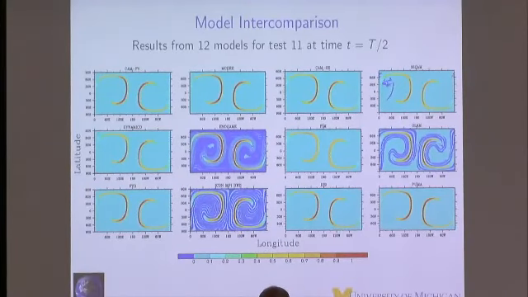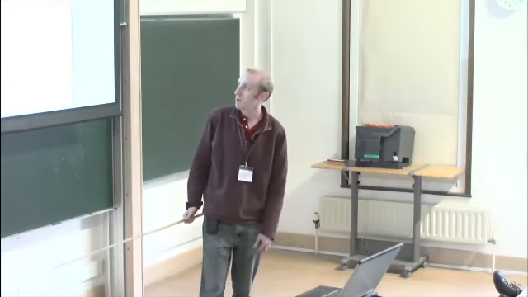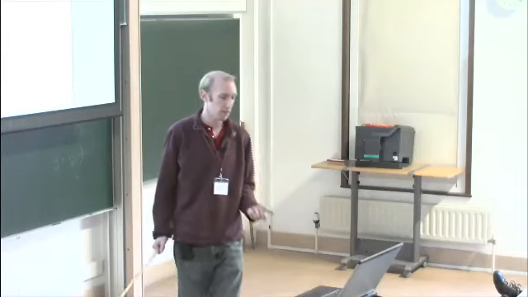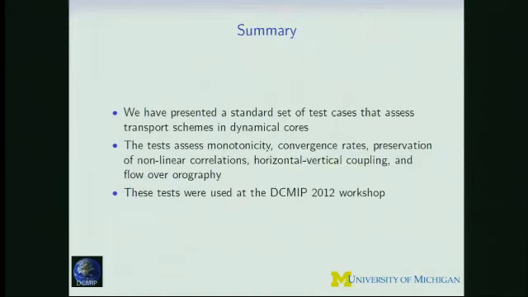So I've gone through that quite quickly. The point of this talk was to present a set of test cases which hopefully we can use for 3D flow. They fit directly into the dynamical core. Just need to disable velocities and put our prescribed velocities in. The test should assess the things that we're really interested in with tracer transport, so physical things like positivity and the preservation of the nonlinear correlations, or the way our numerics works and the horizontal and vertical coupling.